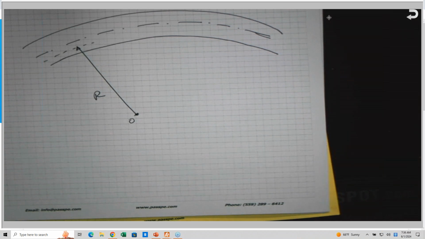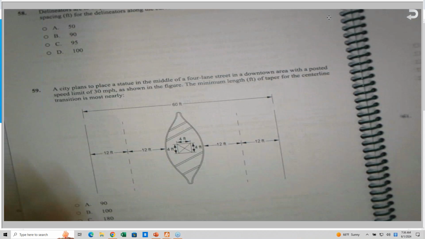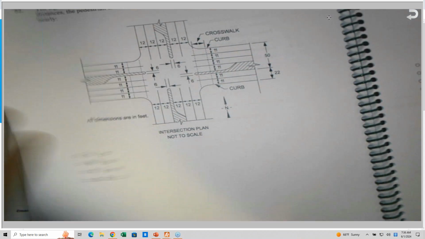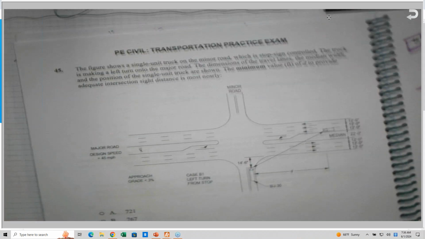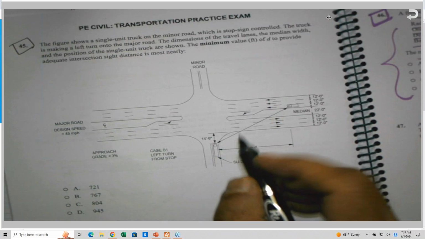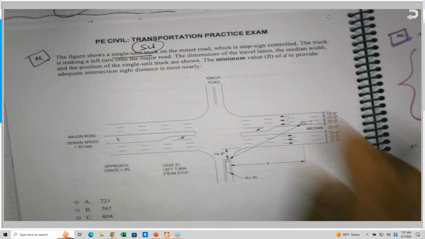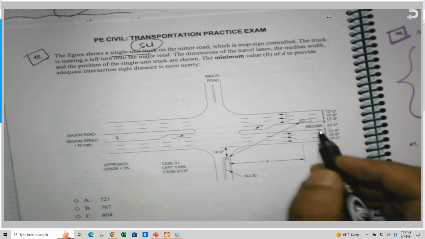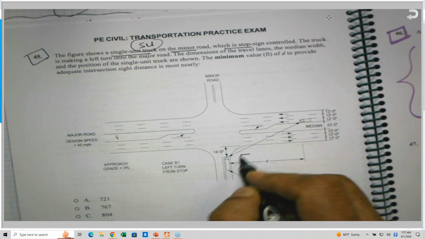The NCEES also included this type of problem the first time. Let me see, I think they used to have one. Here it is. Yes, we solve this problem together, problem 45. Right now we have the following figure: a single unit truck, SU, because the T sub G depends on the type of truck, whether passenger, SU, or combination, on the minor road, which has a stop sign. Here is the stop sign.